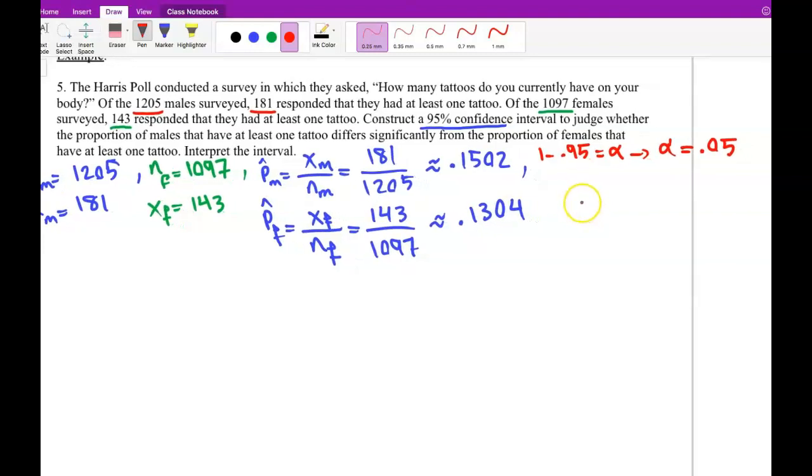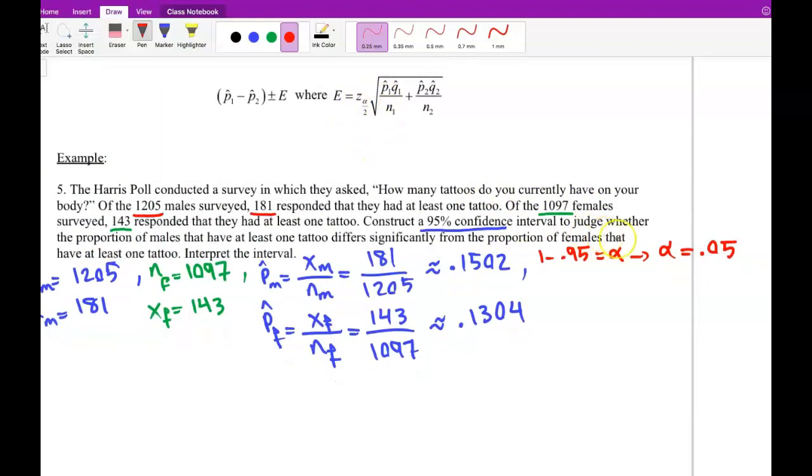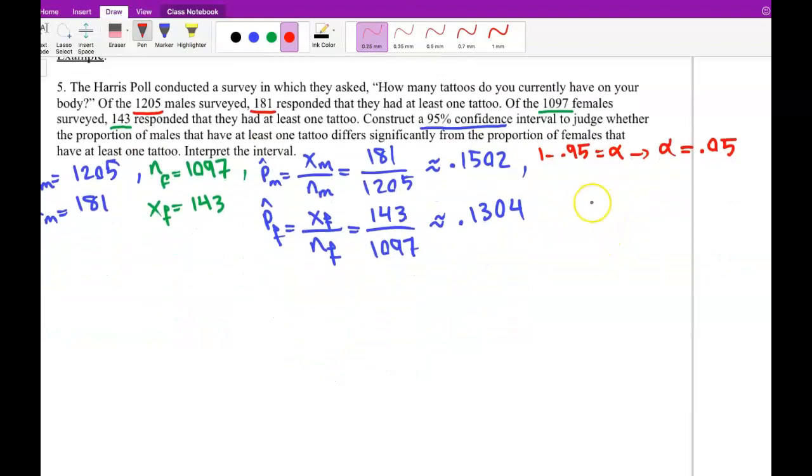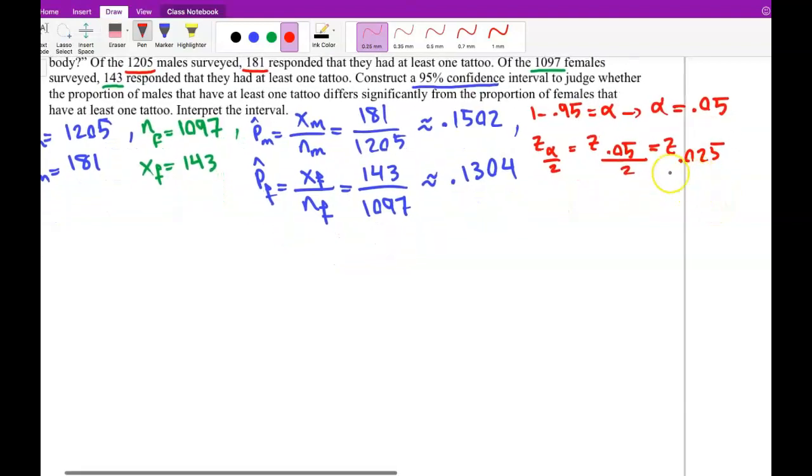Then, since we are going to use the critical value, finding Z alpha divided by 2. So 5% divided by 2, that is 0.025. Remember, to find that part, this one is the right area.